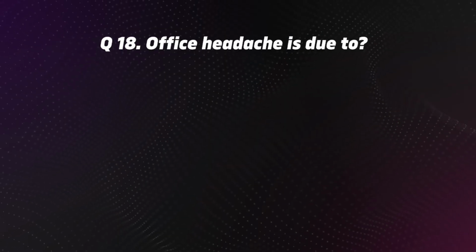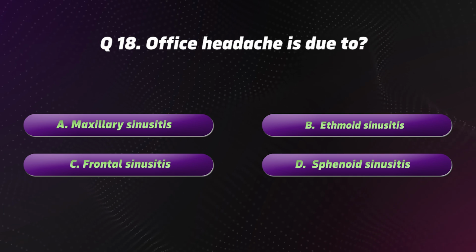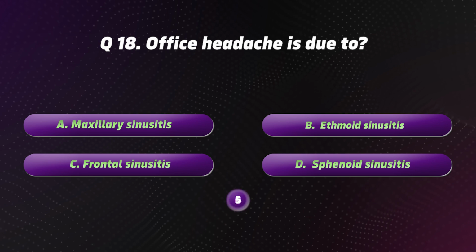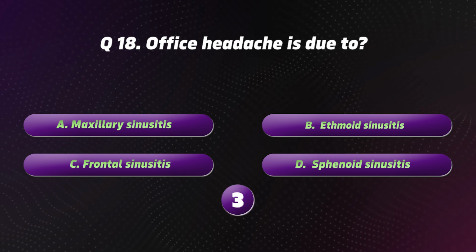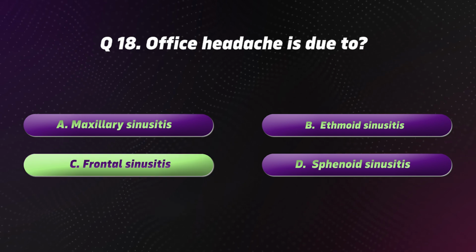Question 18. Office headache is due to? Here are the options. A. Maxillary sinusitis. B. Ethmoid sinusitis. C. Frontal sinusitis. D. Sphenoid sinusitis. And the correct answer is option C, frontal sinusitis.